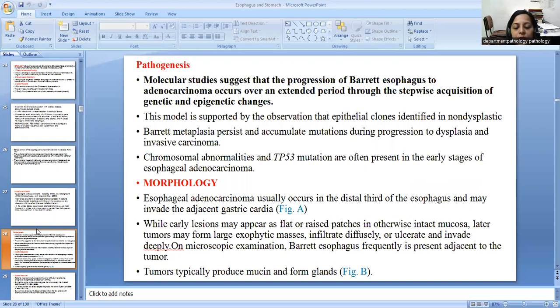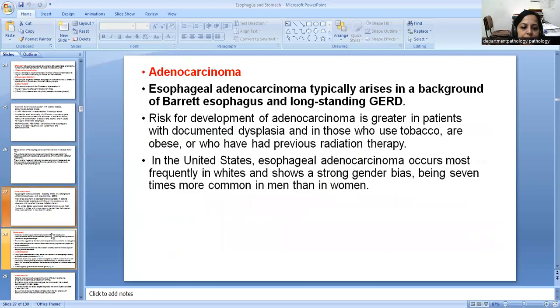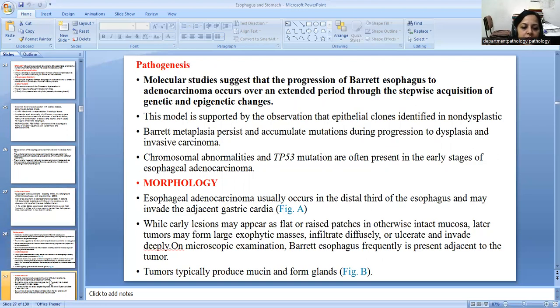Morphology: esophageal adenocarcinoma usually occurs in the distal third of the esophagus and may invade the adjacent gastric cardia. While early lesions may appear as flat or raised patches in otherwise intact mucosa, later tumors may form large exophytic masses, infiltrate diffusely, or ulcerate and invade deeply. On microscopic examination, Barrett's esophagus frequently is present adjacent to the tumor. Tumors typically produce mucin and form glands, which we will see in the figure.